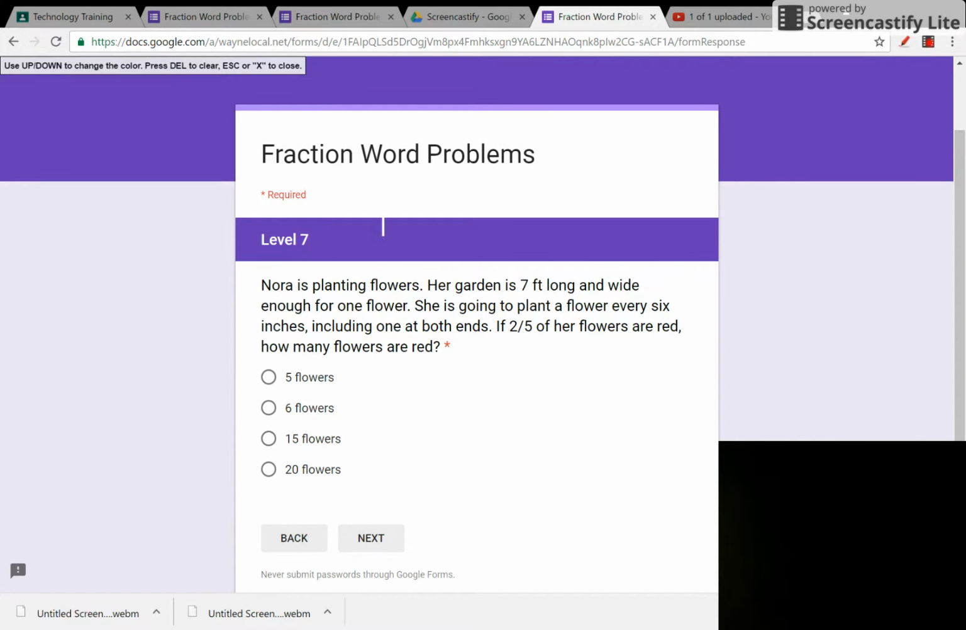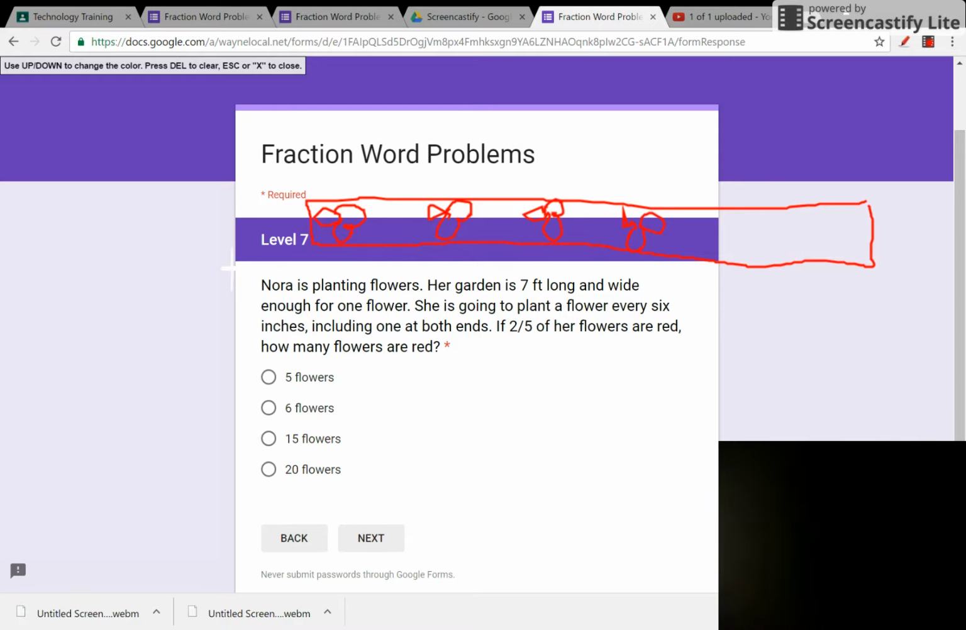So sometimes it helps on these problems to draw a picture. You need to kind of imagine she's got this long rectangular garden, and then she's going to plant a flower every 6 inches. It's not going to be rows of flowers because it says the garden's only wide enough for one flower. So every 6 inches there'll be a flower, 6 inches in between each of these. So the first thing we have to figure out is how many flowers we have total.